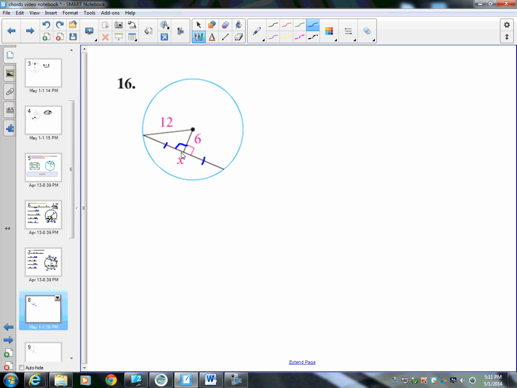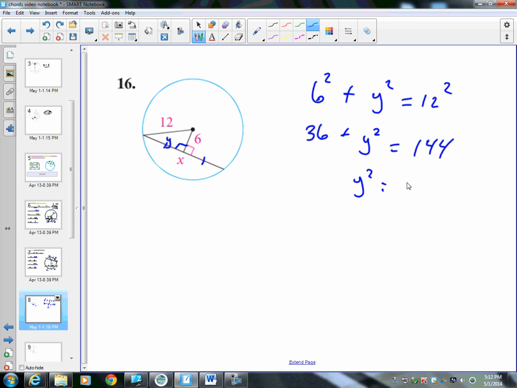12 is going to be my C across from the right angle. It's the hypotenuse, so it's all by itself. I'm going to say 6 squared plus y squared is equal to 12 squared. I'm going to use y because x is this entire distance. So just this part of this triangle I'm going to call y. 6 squared is 36 plus y squared is equal to 144. If we want to solve for y, we got to get rid of this 36. We're going to subtract 36 on both sides. We get y squared is equal to 108.